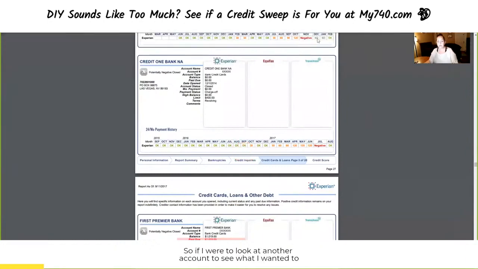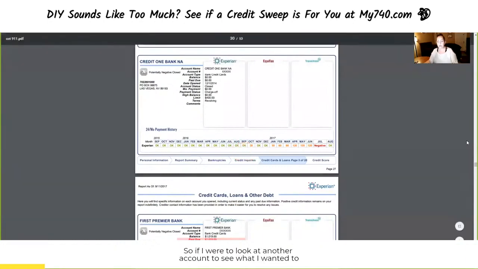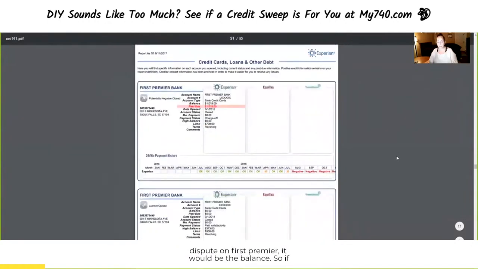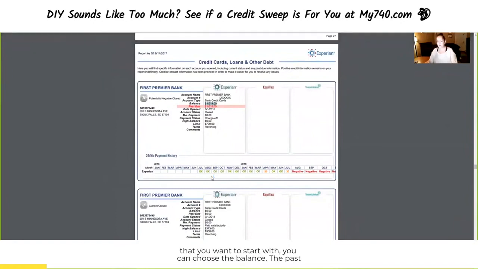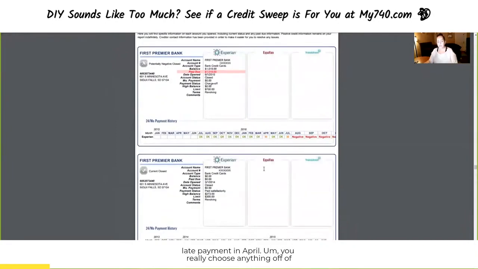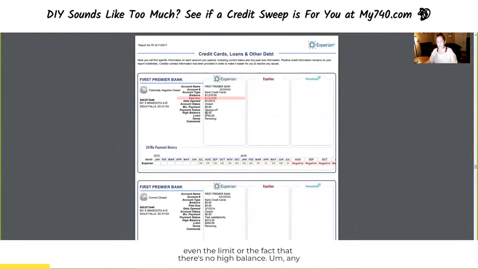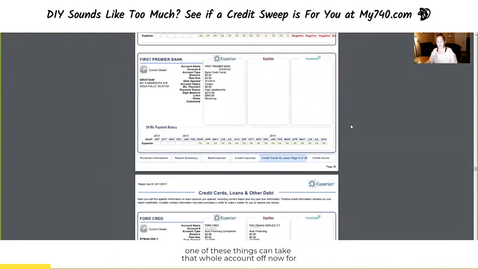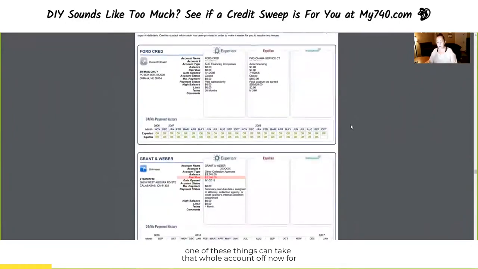Erase. Okay, so if I were to look at another account to see what I wanted to dispute, on First Premier, it would be the balance. So if you're looking at the balance, there's certain things that you want to start with. You can choose the balance, the past due. You can choose specifically this late payment in April. You can really choose anything off of it, even the limit or the fact that there's no high balance. Any one of these things can take that whole account off.